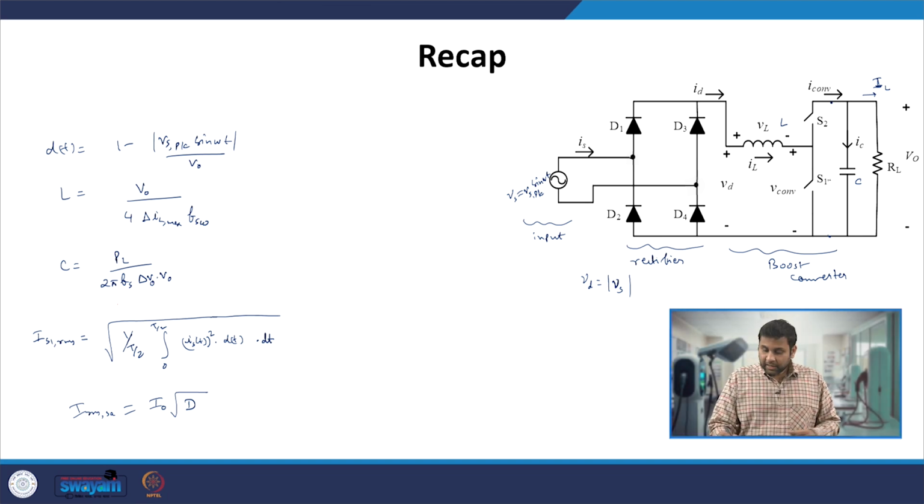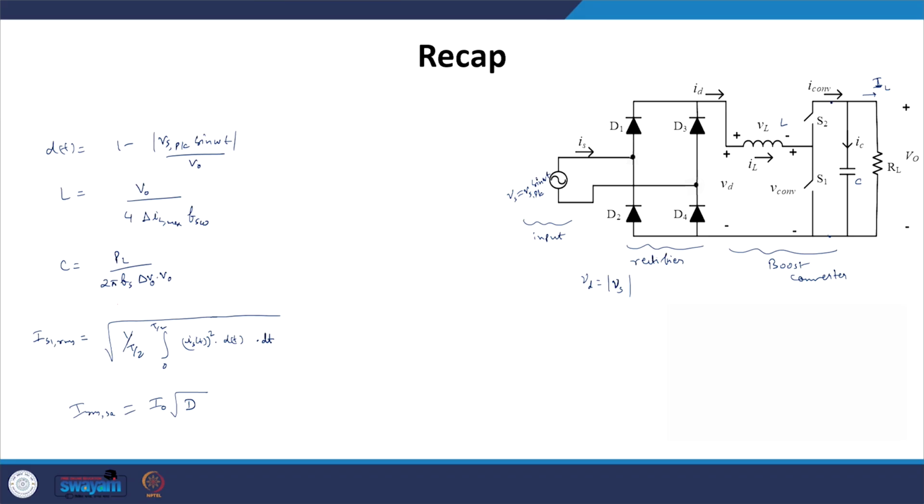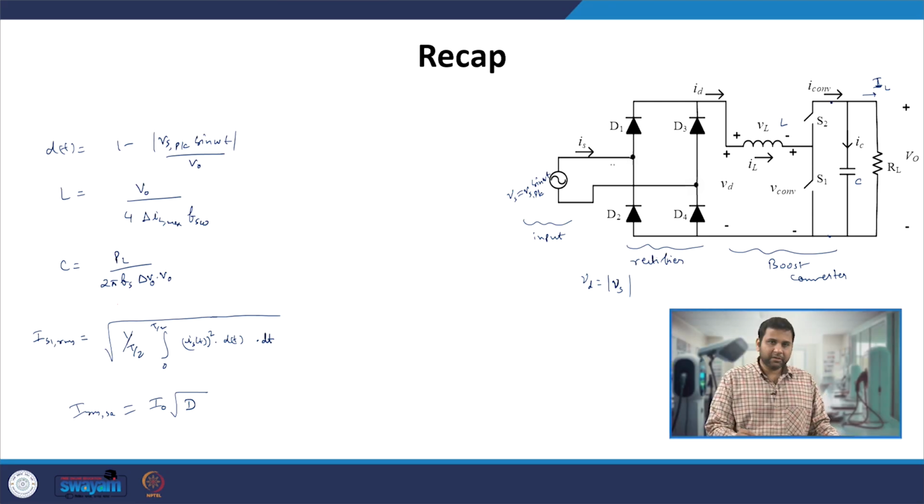At the same time, the switches need to switch in such a manner that this current, which is a rectified version of the current drawn from the AC input, is in the same phase as Vd. So this Is and this Vs are in unity power factor. These switches need to operate in such a manner that Vs and Is are in unity power factor, as well as the output voltage is regulated within the permissible range of voltages.